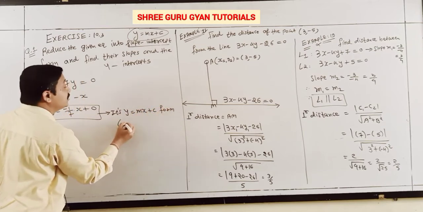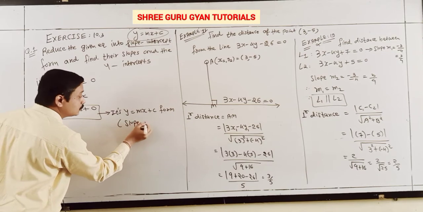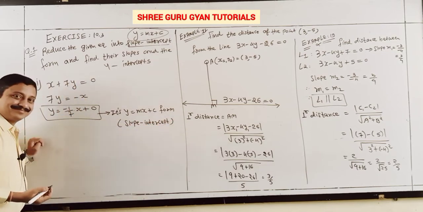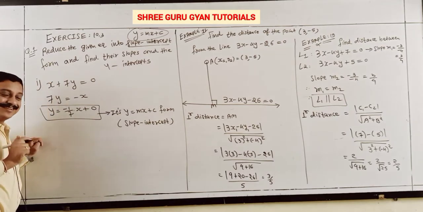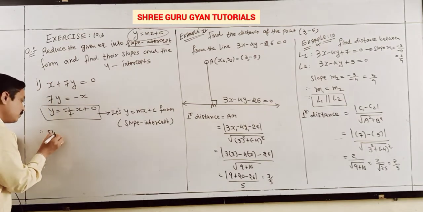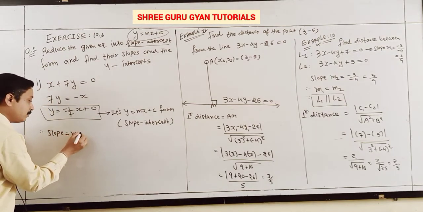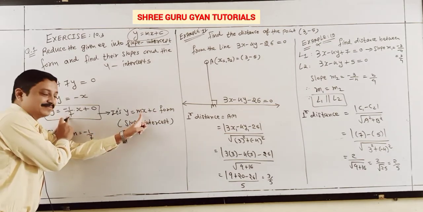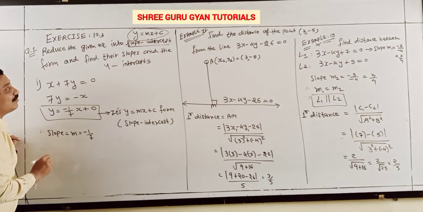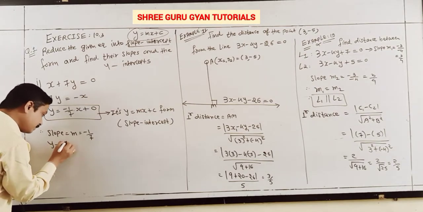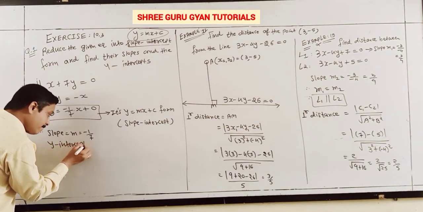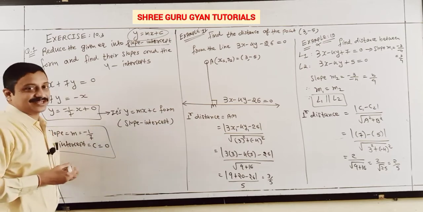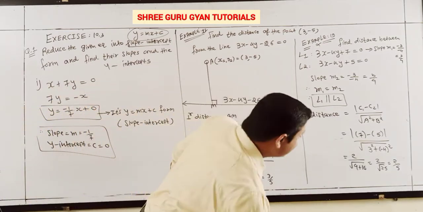And what is this form? It is slope-intercept form. Now the first target is achieved. What is the slope? Slope m is minus 1 by 7, comparing with this. Next it asks for the y-intercept. It is c, which is 0. Students, the first question is happily and easily done.